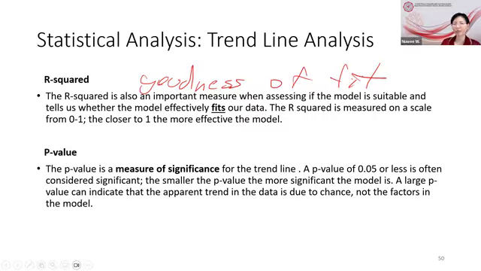So R squared is like an exam score that tells you whether this graph works. If it's close to 1, it works. If it's close to 0 or negative, it doesn't work. P-value is the measure of significance for the trend line.